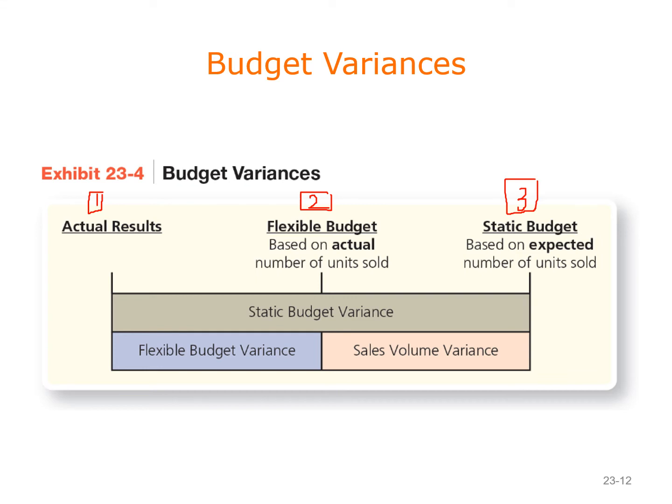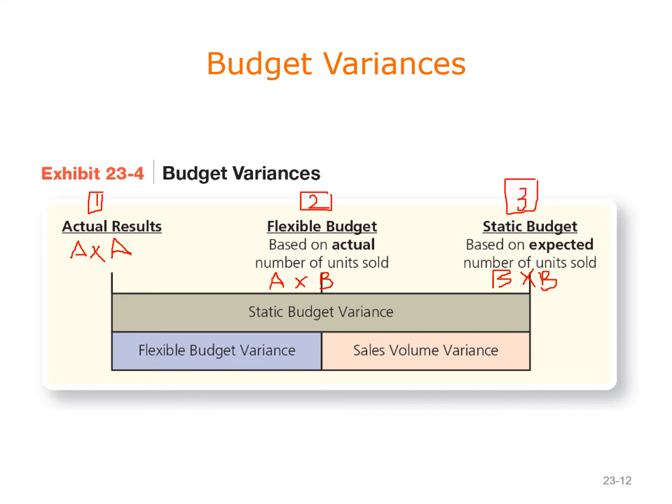So the actual result, of course, is actual units multiplied by actual prices and costs. In the flexible budget, based on the actual number of units, I multiply the actual number of units by the budgeted selling price or cost. In the static budget, based on the expected number, I have budgeted units multiplied by budgeted costs and prices. So these are the budget variances: actual compared to flexible compared to static budget.